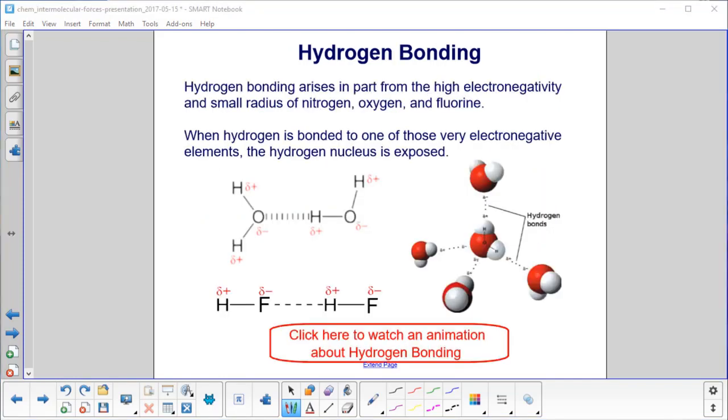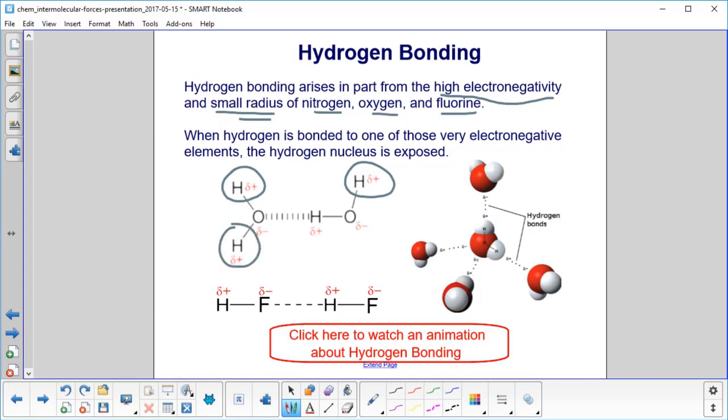Part of the reason for the strength of the hydrogen bonds arises because of the high electronegativity combined with the small radius of nitrogen, oxygen, and fluorine. When hydrogen is bonded to one of these very electronegative elements, the hydrogen nucleus is exposed. So you have this large partial charge here on the hydrogen side, the delta plus. And you have a picture here of the various hydrogen bonds in the water molecules, and you can watch an animation here about hydrogen bonding.